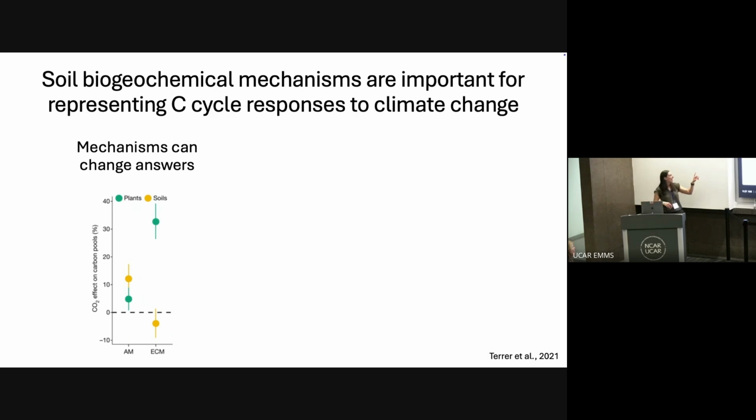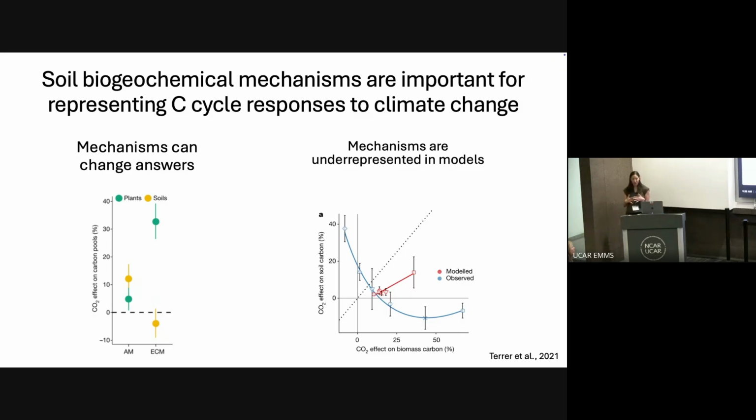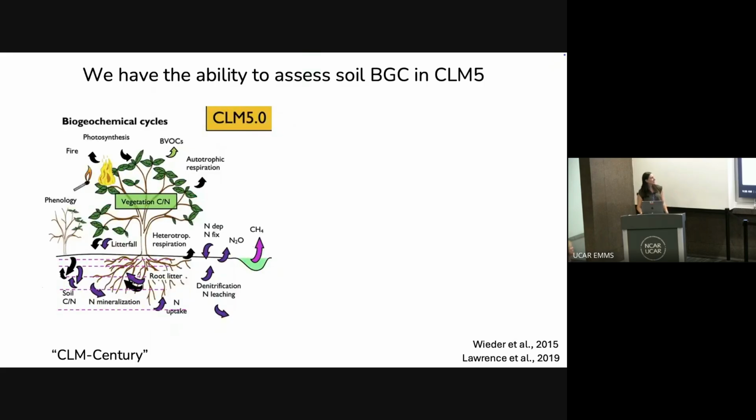And now we're looking at the effect of elevated carbon dioxide on the carbon pools. What you can see is that depending on the fungal association, you have these different responses, right? And at least for this specific mechanism, it's not very well represented in models currently. This is now showing you the effect on plants on the x-axis and the effect on soil on the y-axis. You can see the observations show this kind of trade-off with plants and with soils, but the models really don't show this. So this is just one example where we might be able to better represent soil biogeochemical mechanisms.